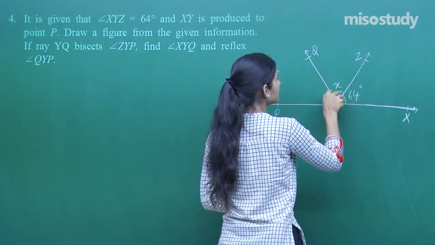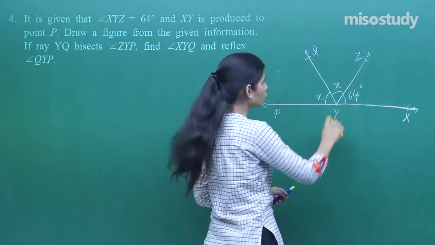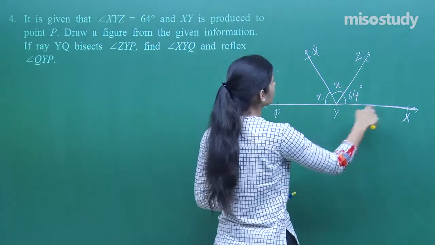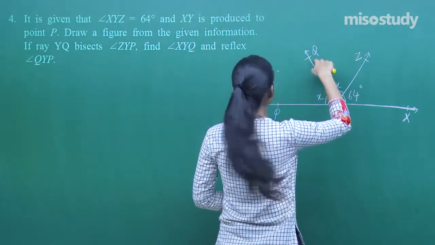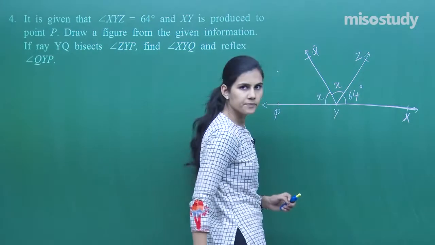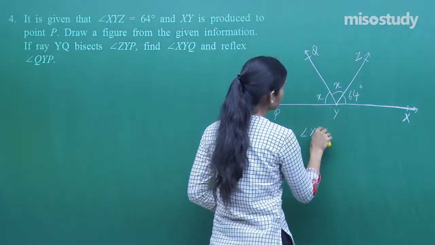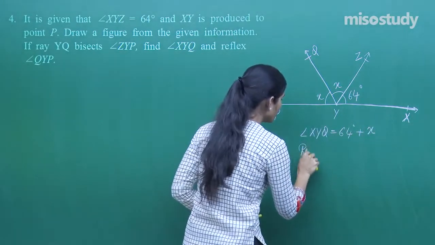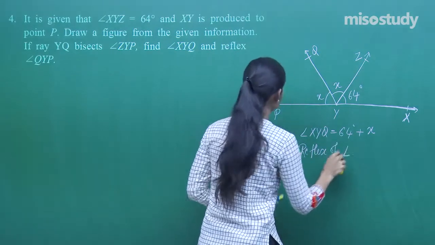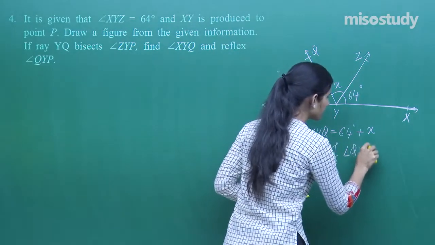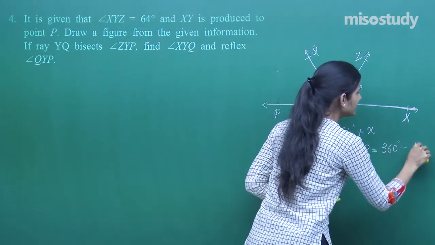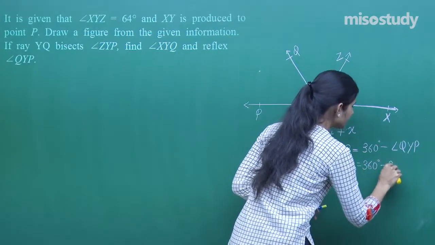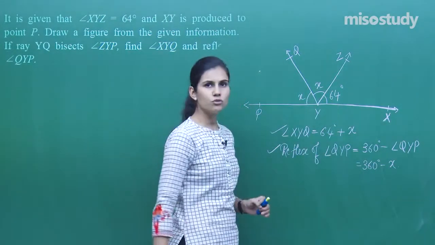Bisector means whatever is this, same is this. So YQ is bisecting the complete angle ZYP. Find XYQ and reflex of QYP. Angle XYQ is 64 plus x, and reflex of angle QYP is 360 minus angle QYP, that is 360 minus x. So these are the two things I wish to find.